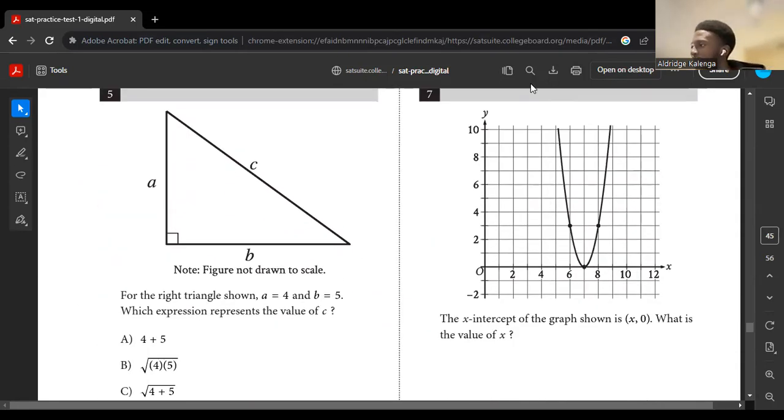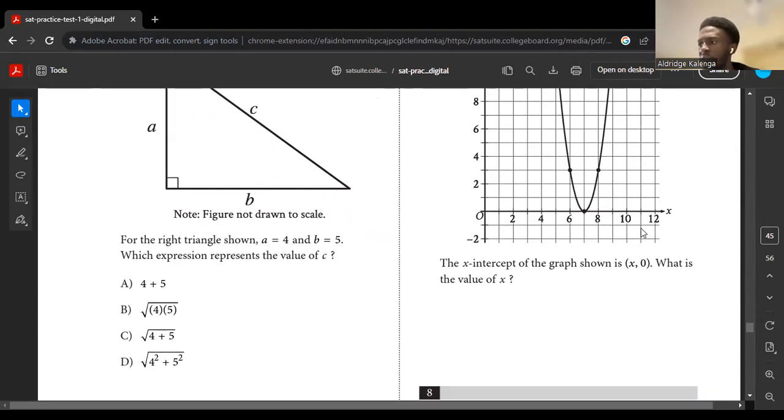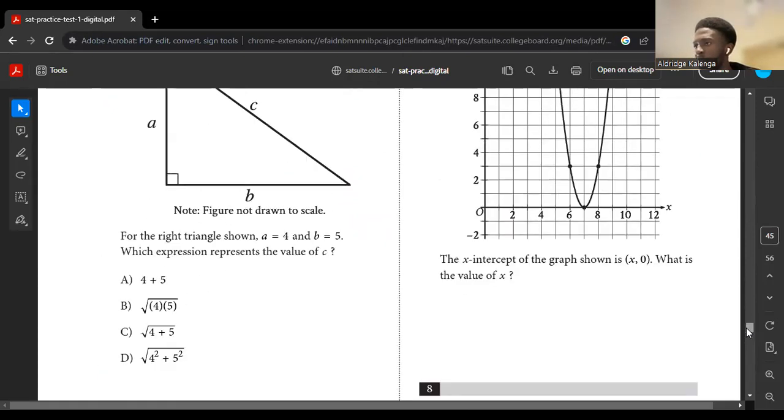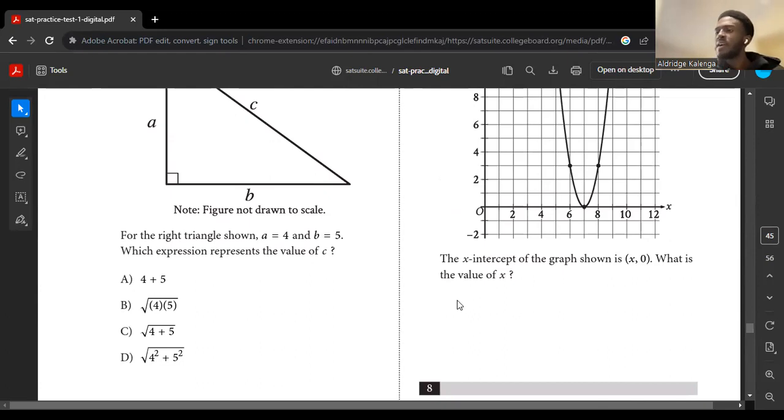Question 5. For the right triangle shown, A is 4, B is 5, and we don't know what C is, but which expression represents the value of C? So you might already see this is going to be for the Pythagoras theorem, right? And looking at our answer choices here, we don't even need to solve for the actual value of C. It's just in a simplified form.